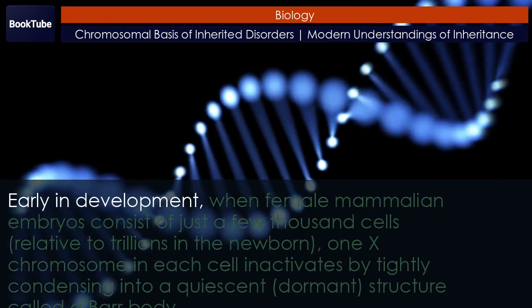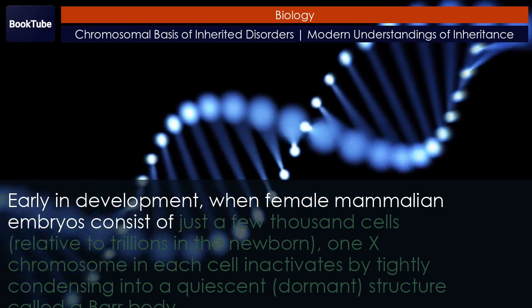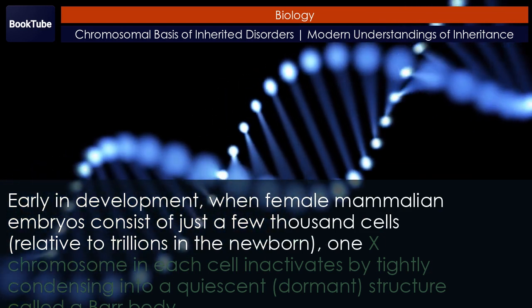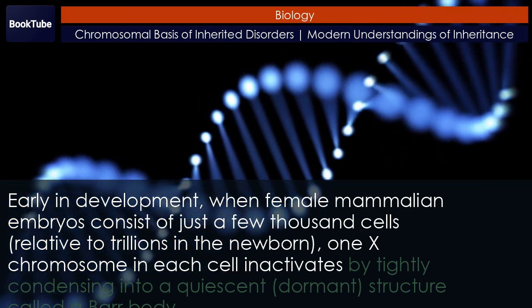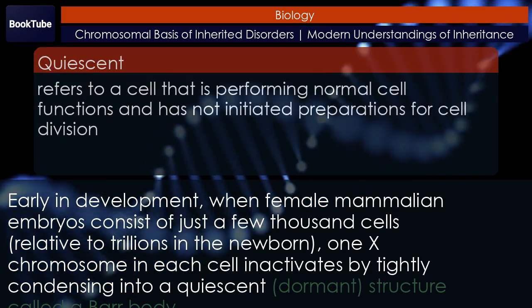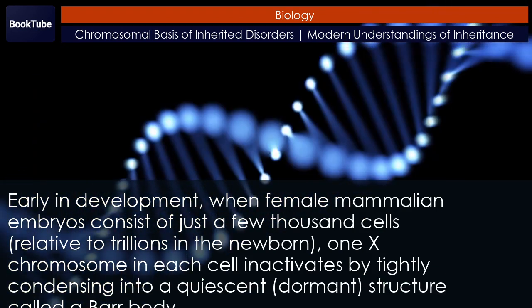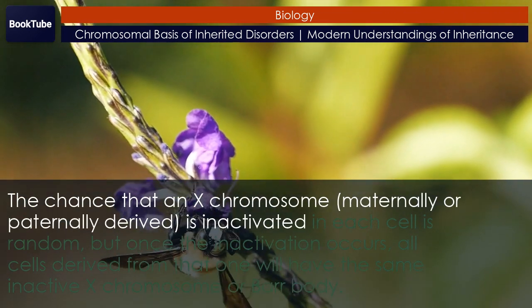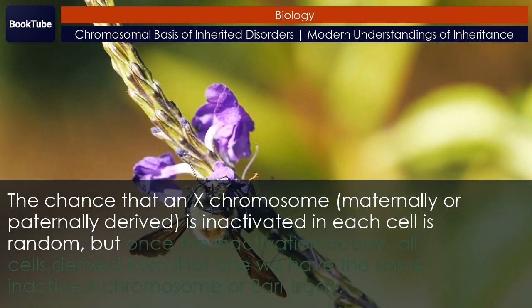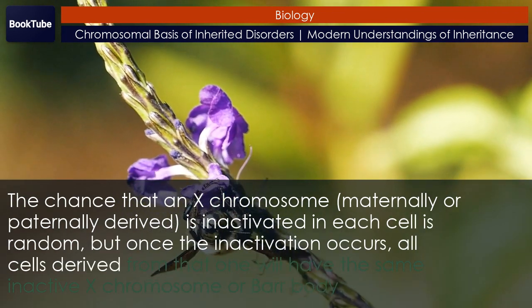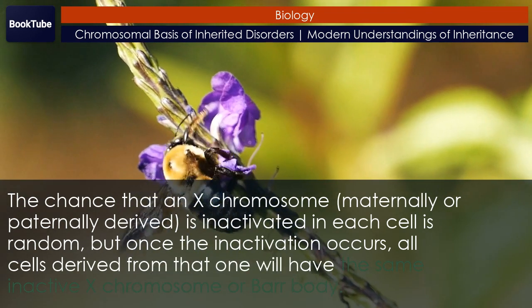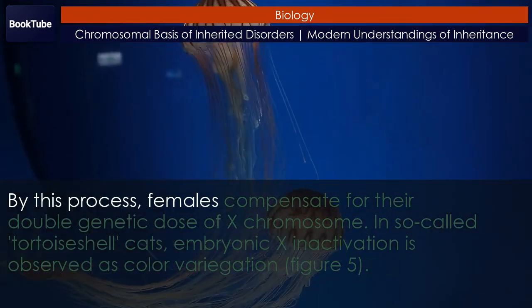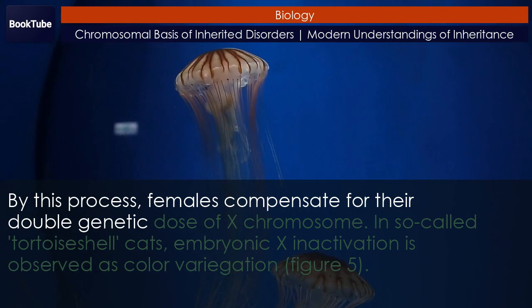Early in development, when female mammalian embryos consist of just a few thousand cells, relative to trillions in the newborn, one X chromosome in each cell inactivates by tightly condensing into a quiescent, dormant structure called a Barr body. The chance that an X chromosome, maternally or paternally derived, is inactivated in each cell is random. But once the inactivation occurs, all cells derived from that one will have the same inactive X chromosome or Barr body. By this process, females compensate for their double genetic dose of X chromosome.